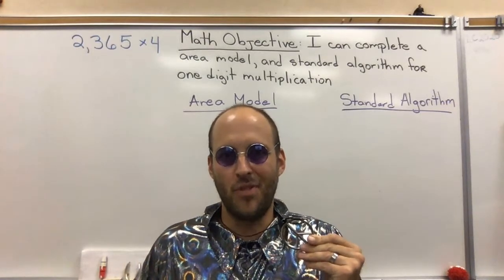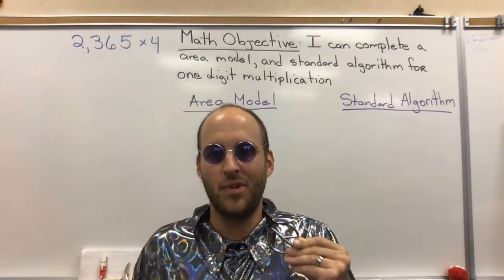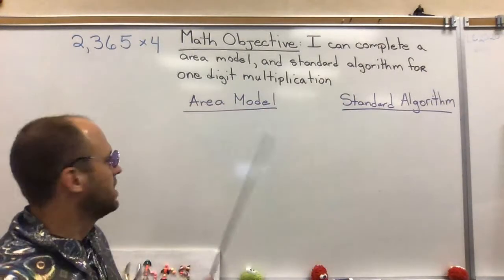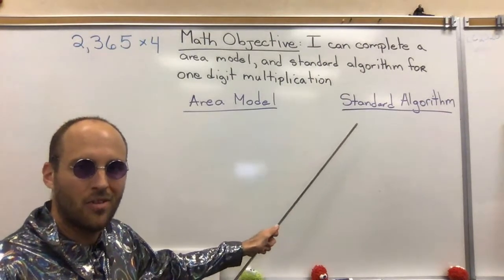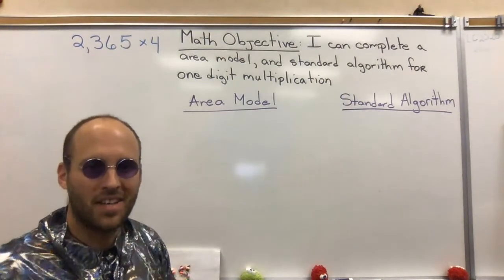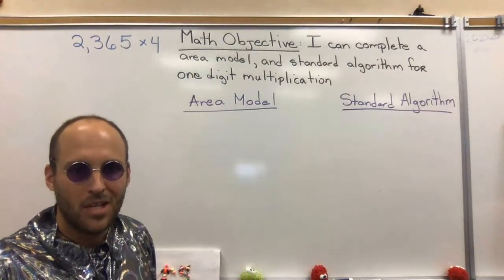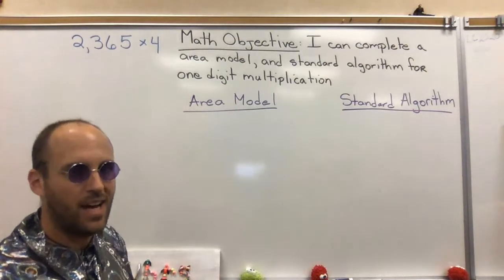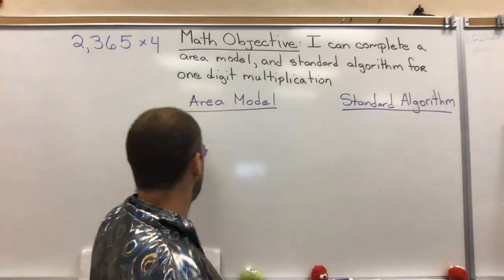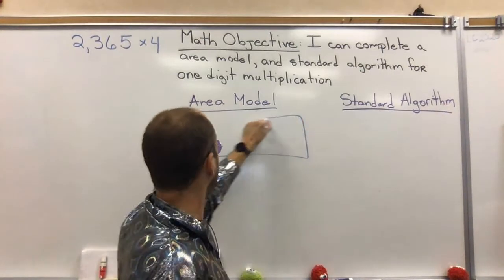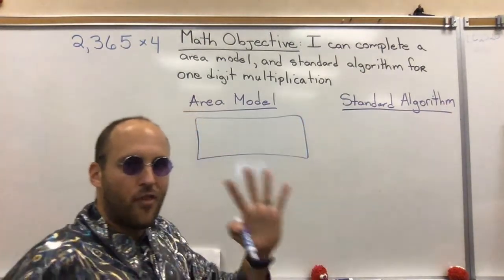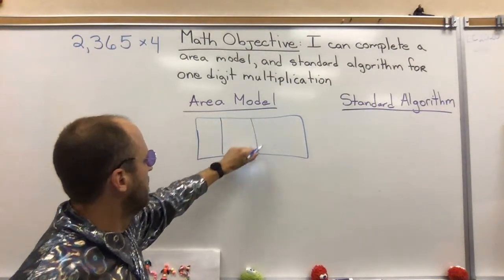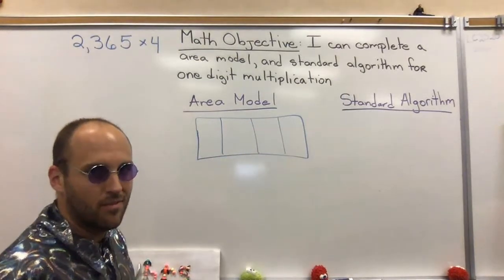So we've gone from 3 digits by 1 digit to a 4 by 1 digit problem. And it's the same objective, being able to use the area model and the standard algorithm to complete a product. Remember, product is the answer to a multiplication problem. So our first factor is 2,365. So the same thing. Now we draw our bar. But because there's 4 digits in this number, I need to make 4 boxes. And again, spread them out as evenly as you can. It doesn't have to be perfect.